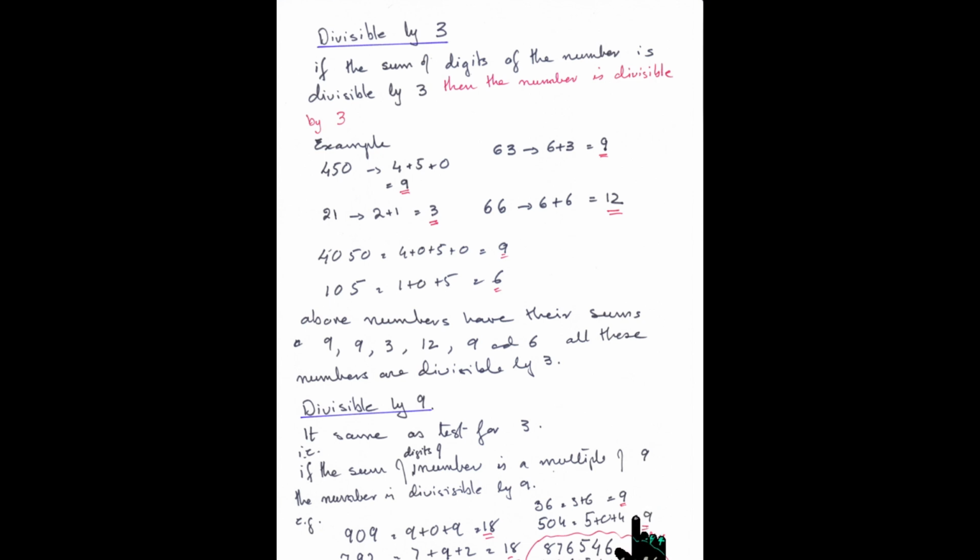Now there is a little bigger number, that is 87. Now there is a bigger number, that is 876546. If you total this up, it comes out to be 36. This number is divisible by 9.